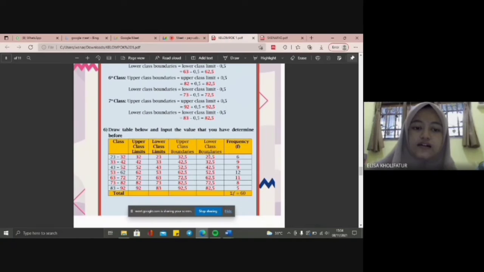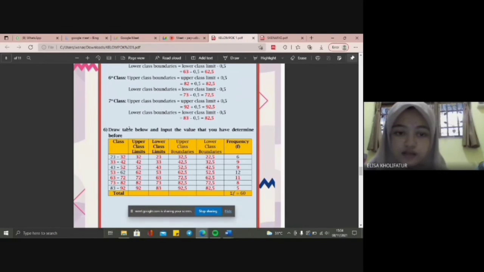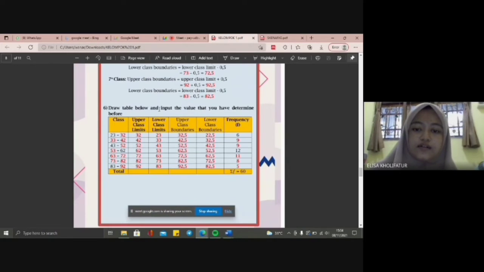And then draw the table below and input the values that you have determined before. Now this is the table that we have discussed. You can see it.